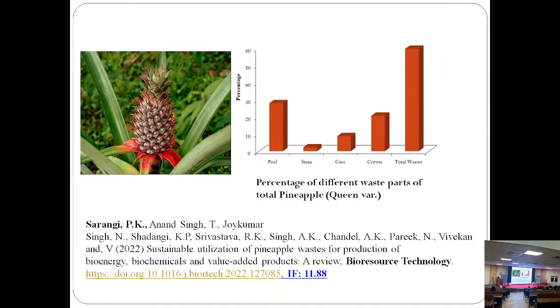From the slides, it shows how much the peel contributes. In the whole pineapple fruit, more than half of the biomass is thrown out. And the peel part contributes the most, higher than 20.